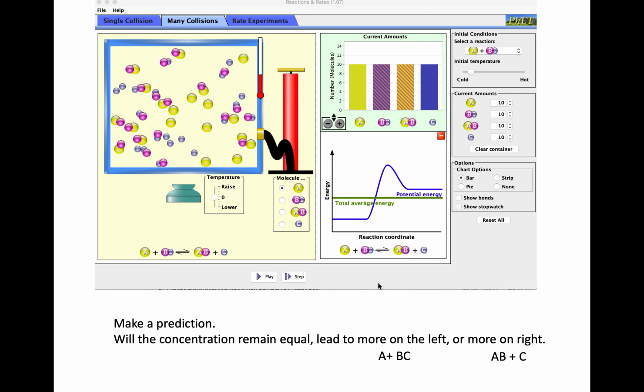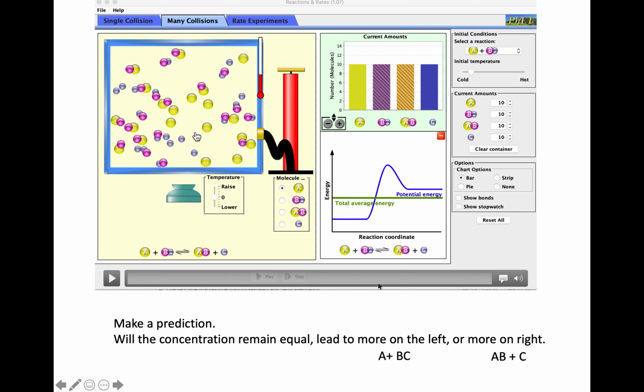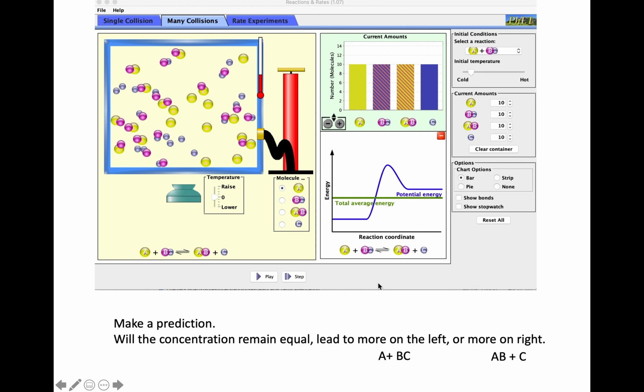Okay, make a prediction right now. This is how I'm going to set it up. I'm going to set it up where this is the total average energy, and I'm going to have equal amounts of all of the particles in the container: A, B, C, A, B, and C. So I'm going to start out with some that we would consider reactants and some as products that are all going to be in the container in equal amounts to start out with.